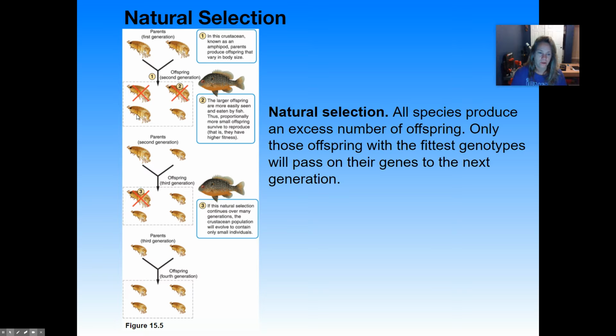So now we've only got 1 large, 1 small. So they get together and their offspring are 3 small, 1 large. Well, the large one is eaten. The 3 small ones survive. So eventually there's nothing but small. So that would be natural selection. So this fish, in this case, is driving this natural selection because it's eating the larger organism.